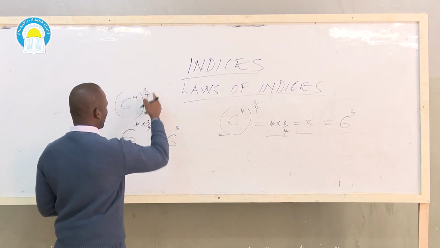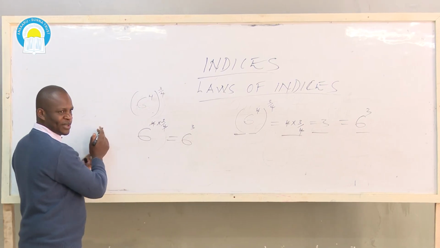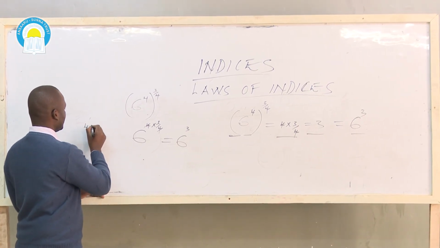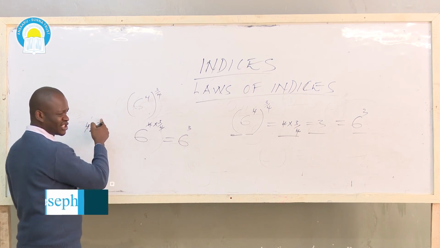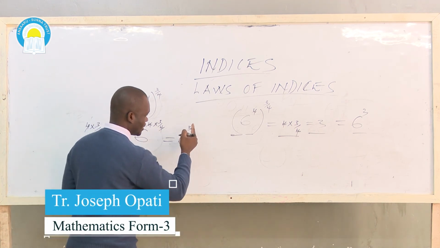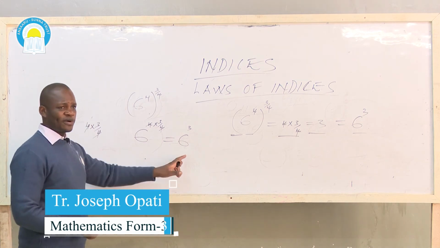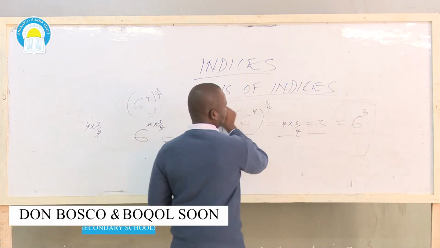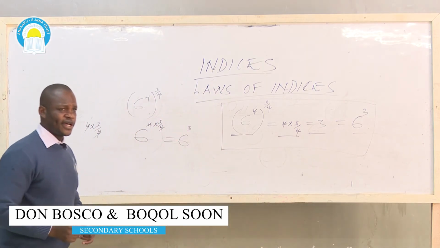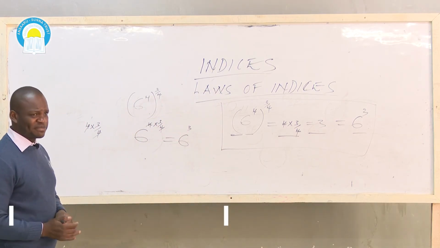Or you can take the power and work out them in a separate space. Then whatever outcome you get as 3, you bring it here and do what? Place it there as a power of 6. Avoid that, having wrong mathematical statements.